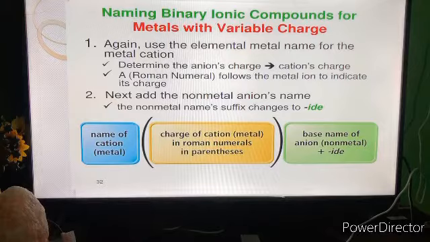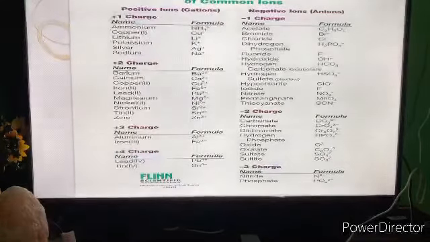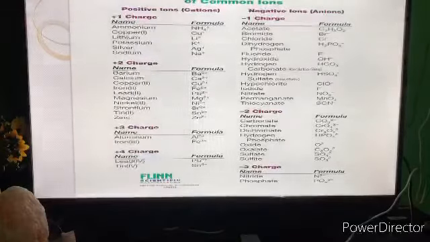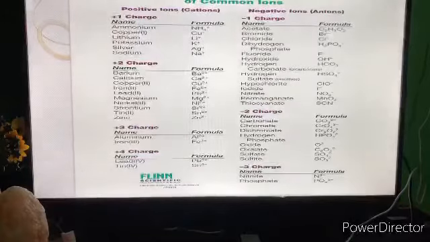In simple terms, as I have here in the presentation, the format will be the name of the cation, or the name of the metal, followed by the charge of the cation in Roman numerals in parentheses, and then the base name of the anion, or the non-metal, plus IDE. In this step, we are going to add the charge of the metal in Roman numerals in parentheses. But how are we going to get this charge? First, we have to know the charges of the cation and the anion in order to get the charge of the metal that we are going to put in Roman numerals in parentheses.